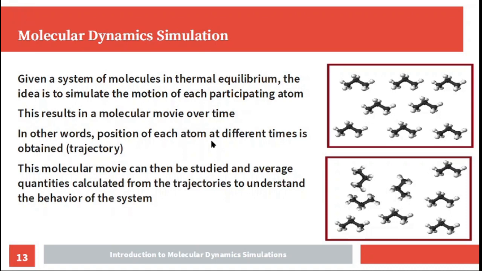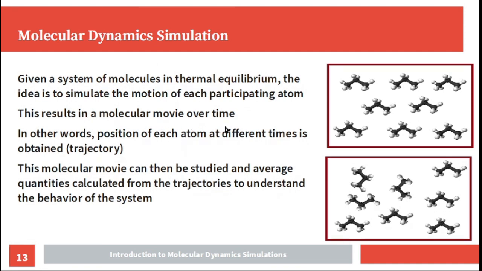What you do in molecular dynamics simulations is, given a system of molecules in thermal equilibrium, the idea is to simulate the motion of each participating atom. So, for example, here you have some propane molecules. You need to simulate the motion of each participating atom here. This would result in a molecular movie over time.